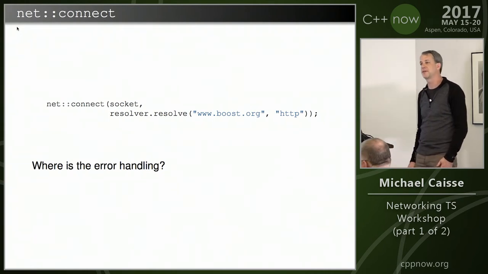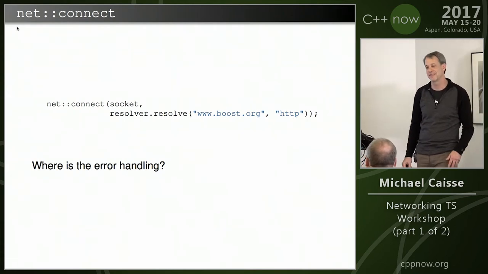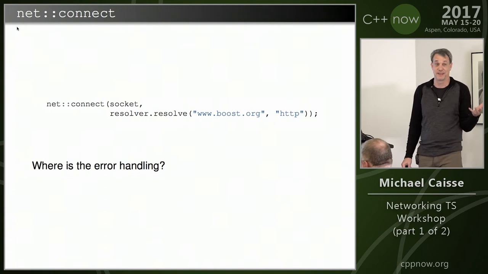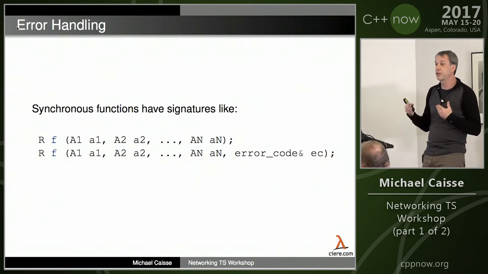Good, yeah. Does it throw exceptions? And then I like the way you said it too, because it's kind of like, I'm really not sure that I want it to throw an exception. Is it going to throw exceptions? Yeah, it's going to throw an exception. So synchronous functions have one of two signatures.